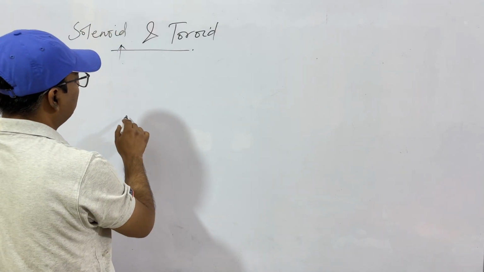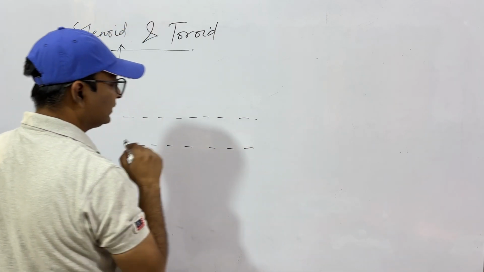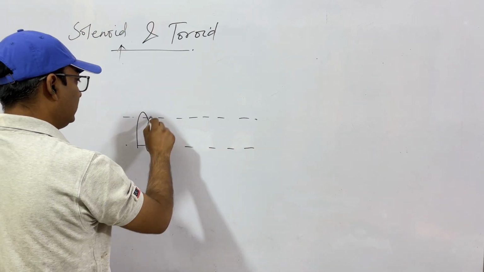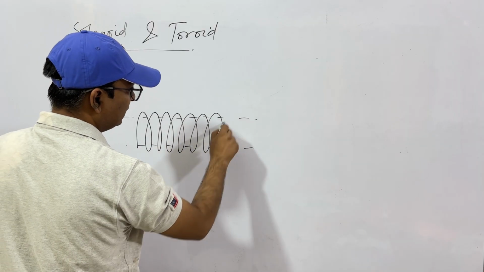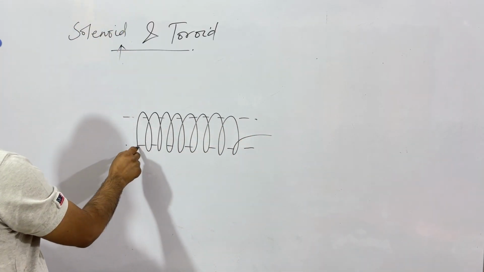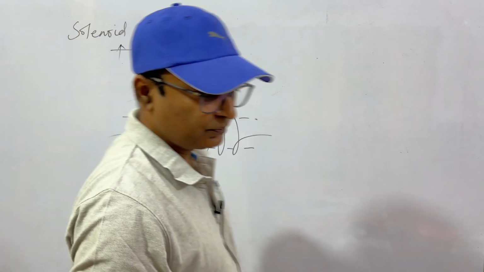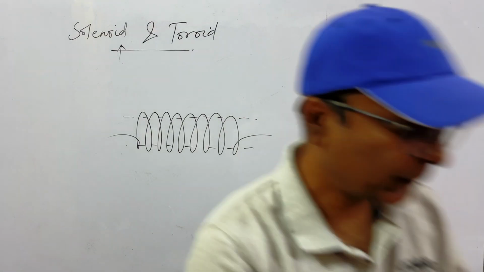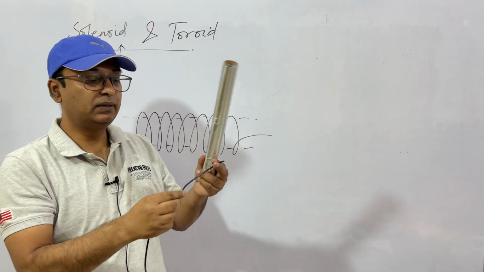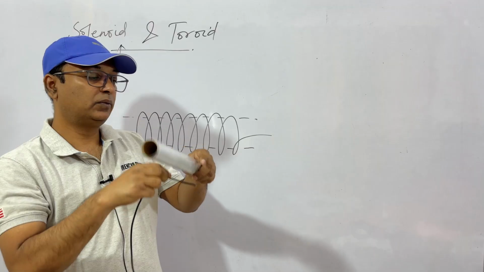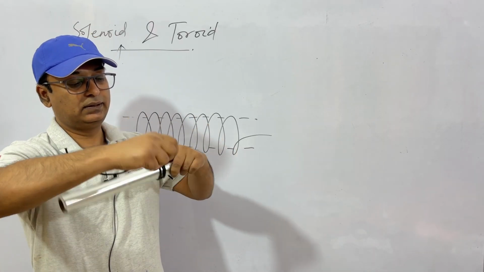What is a solenoid? Let's say this is a cylindrical surface and wires are wound around it. The winding is like this. This is called a solenoid. Clear? Now let me show you. This is a cylindrical surface. This is wire, let's say this is pure copper. Now what we do, we wind it like this. See.